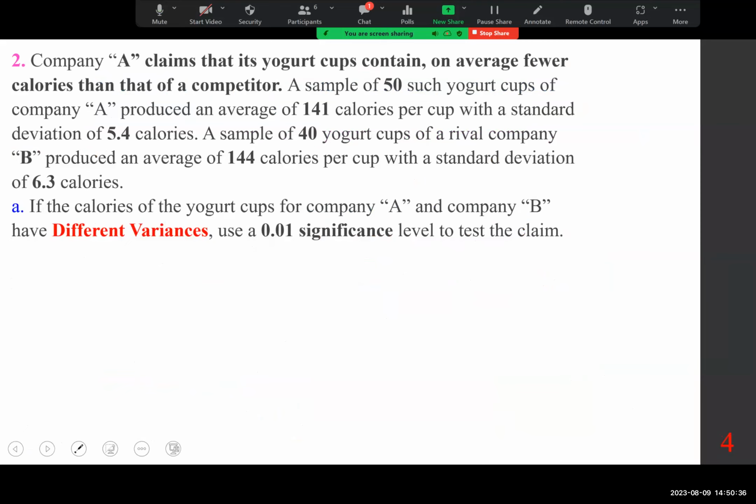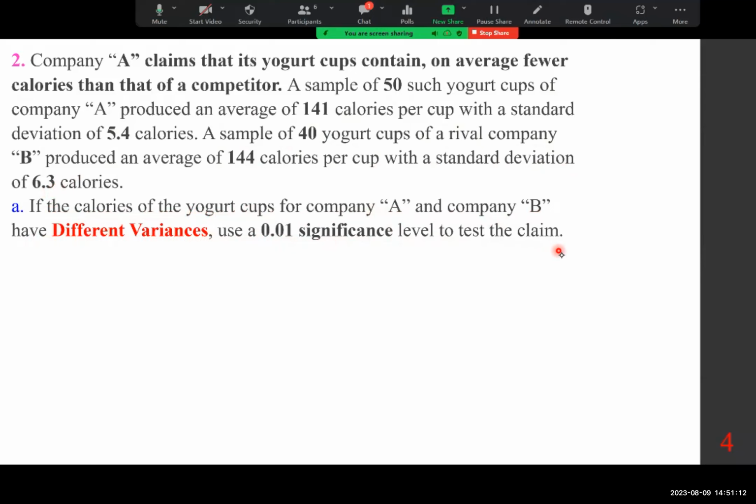Company A claims that its yogurt cups contain on average fewer calories than that of a competitor. A sample of 50 such yogurt cups of Company A produced an average of 141 calories per cup with a standard deviation of 5.4 calories. A sample of 40 yogurt cups of a rival Company B produced an average of 144 calories per cup with a standard deviation of 6.3 calories. A. If the calories of the yogurt cups for Company A and Company B have different variances, use a 0.01 significance level to test the claim.